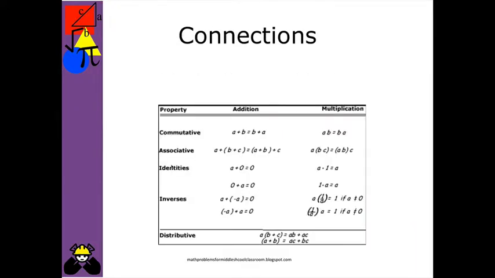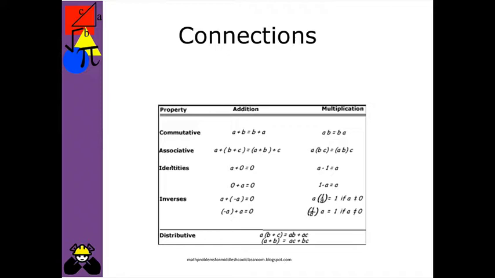Welcome back. Now, here are the connections. These are properties in math. We have the commutative property that says A plus B is the same thing as B plus A, and multiplication is A times B is the same thing as B times A. Associative says I've changed who's inside the parentheses, not the order, but who's in the parentheses. Identities are when I add 0 to a number, it stays the same number, or when I multiply a number by 1, it stays the same.